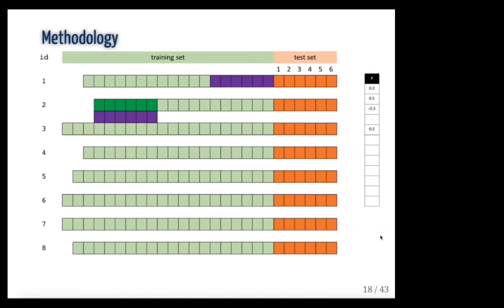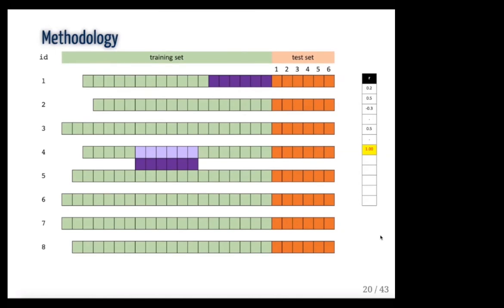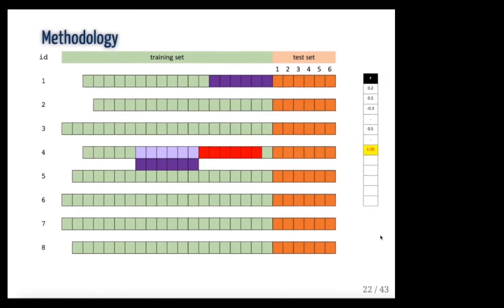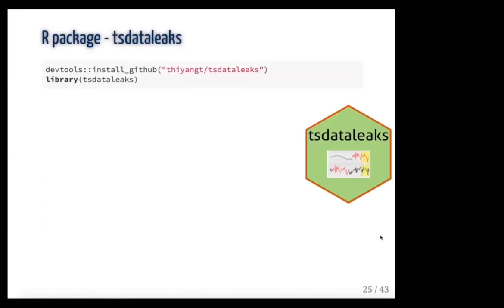Suppose at this position, the correlation coefficient is 1. That means they are perfectly correlated. Then, this red color section could contain some information about the test set of the first time series. Similarly, we slide all of these sections across all time series in the collection to spot duplicates. This algorithm is implemented in the tsdataleaks package.